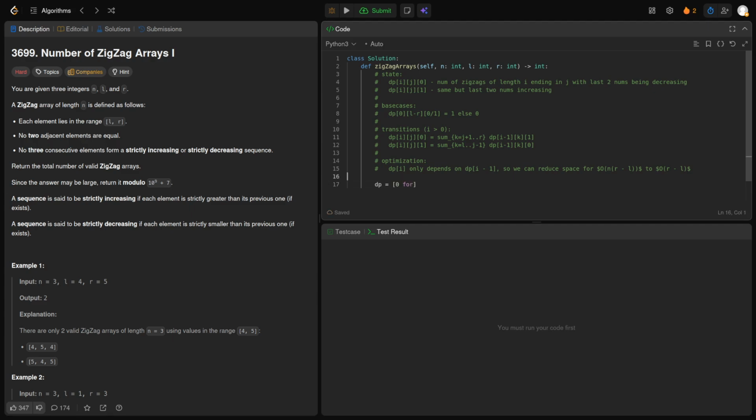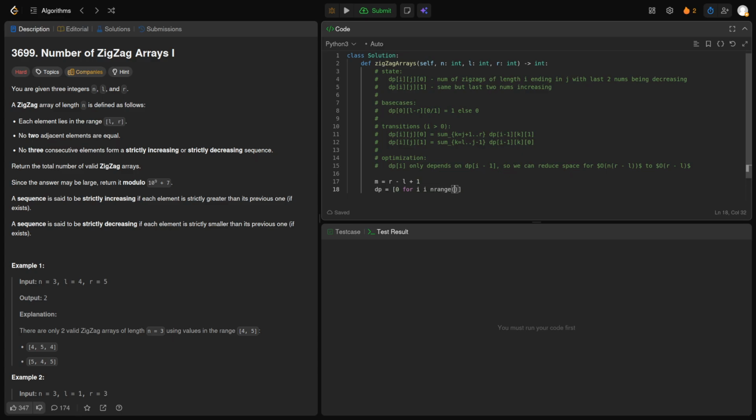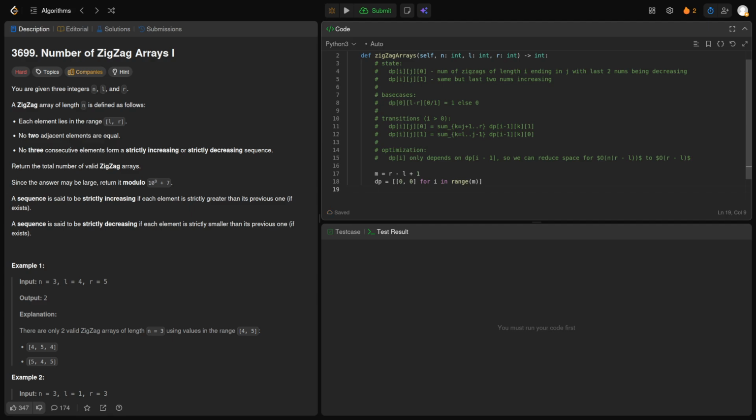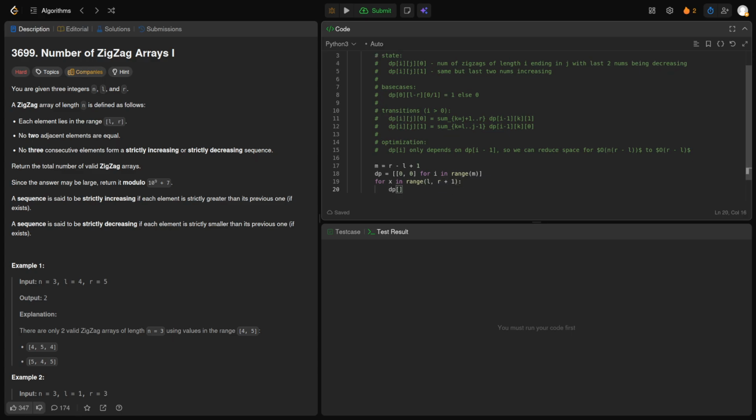So m is r minus l plus 1, and for i in range, this should be 0, 0. Then for x in range l to r plus 1, dp should be m. And then dp, is it technically 1 everywhere? I guess it is.